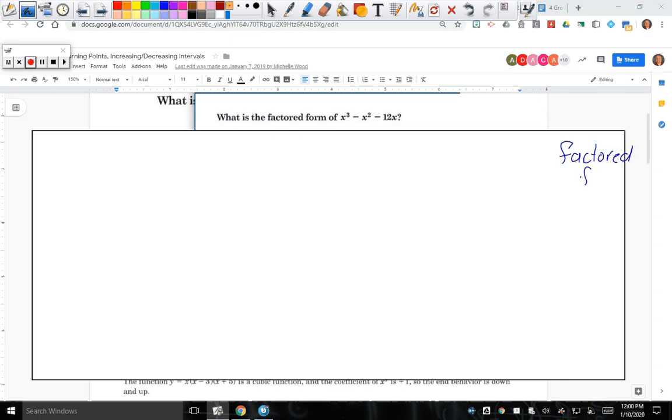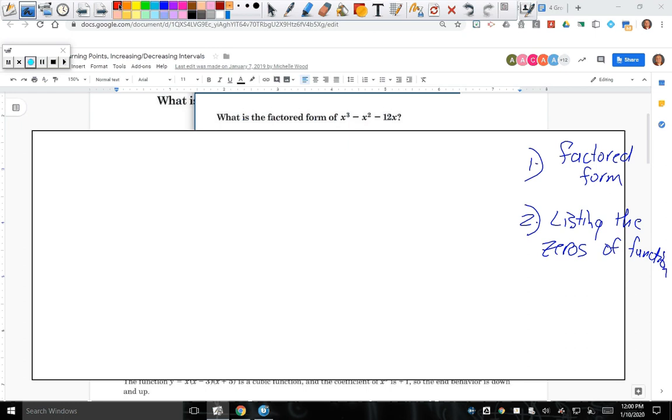Factored form is something that we need to make sure that we understand today. Okay? Listing the zeros of the function is another thing that we need to understand today.